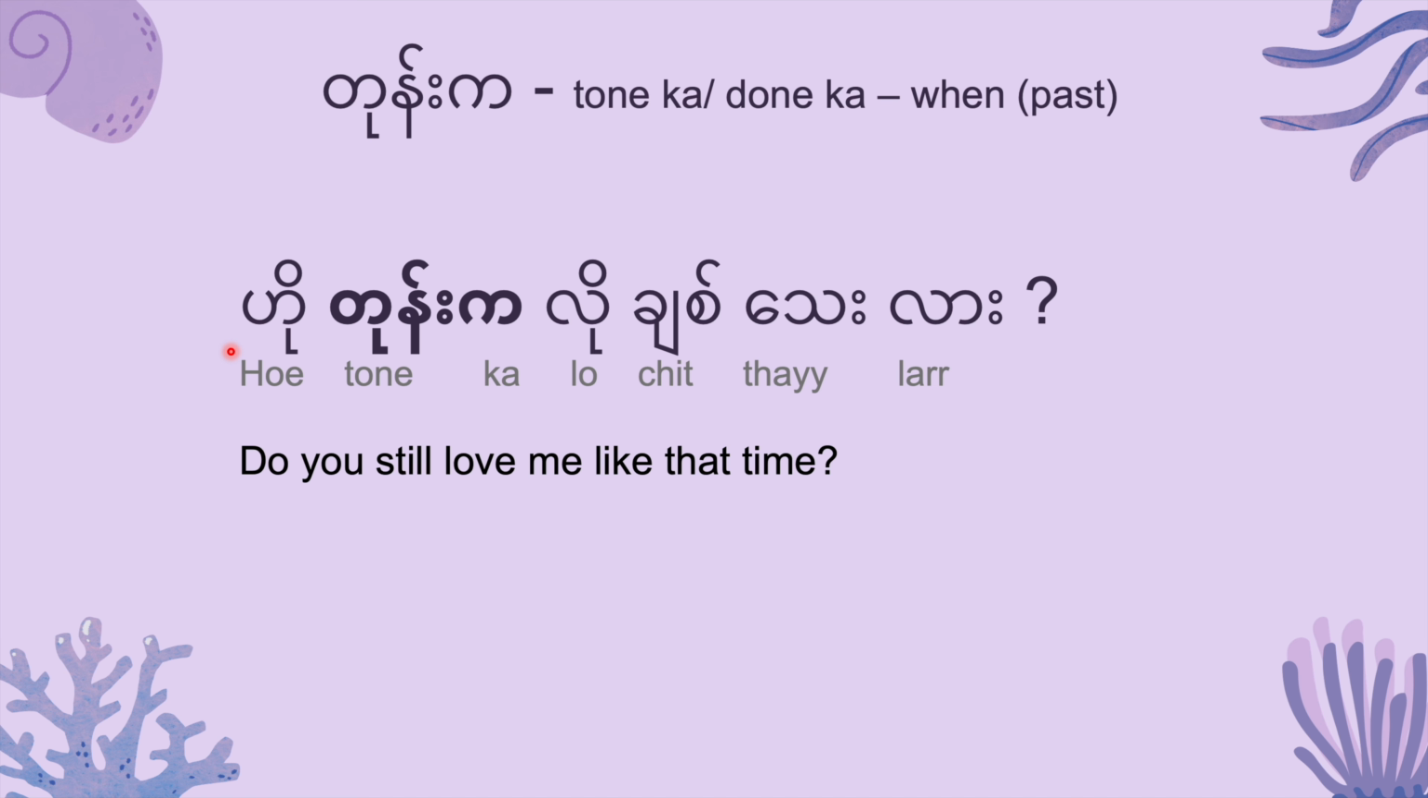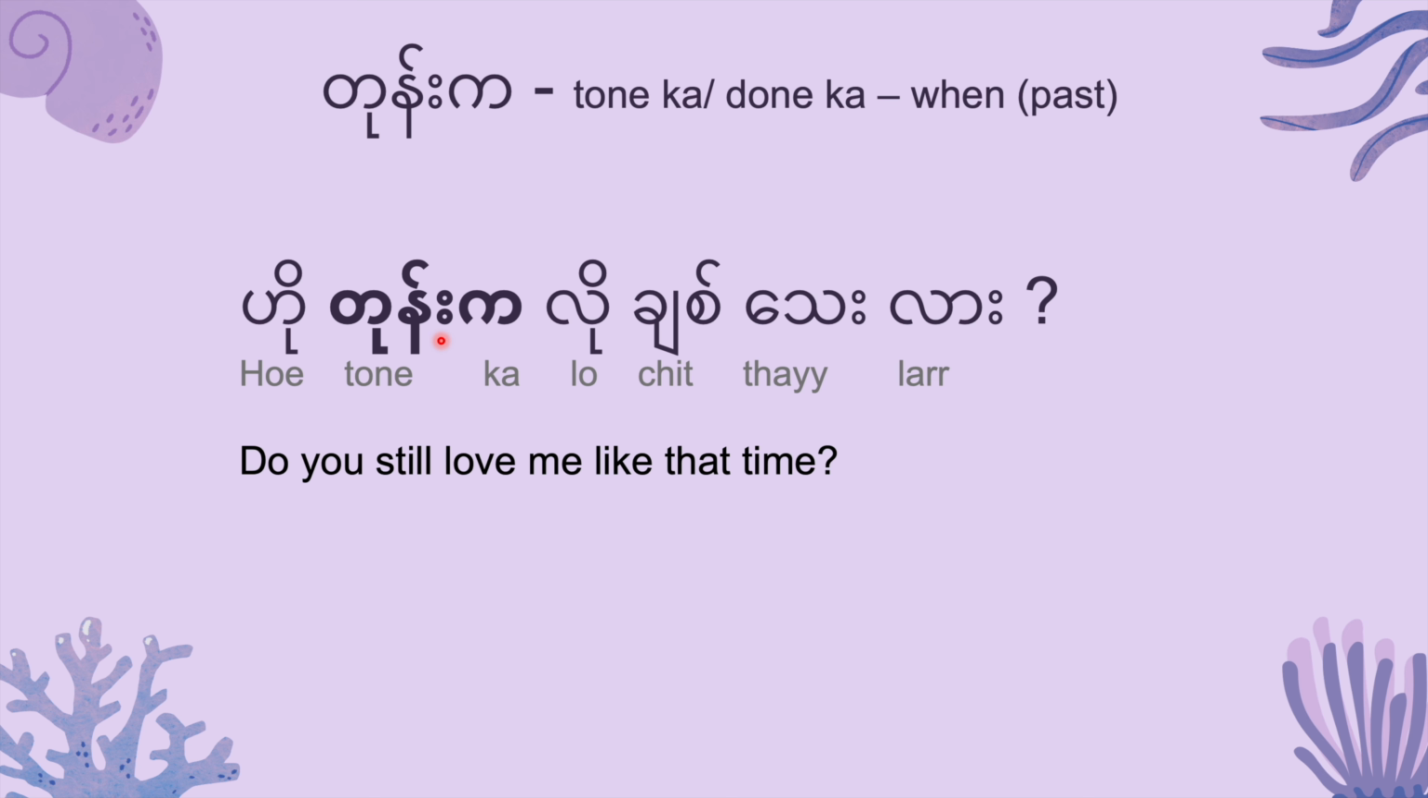So she sang that Hodonga Lo Chittila. Chitte means to love. Chittide means to still love. De means still or yet. Chittila, do you still love me? Hodonga Lo, like that time. Hodonga Lo Chittila, do you still love me like that time?